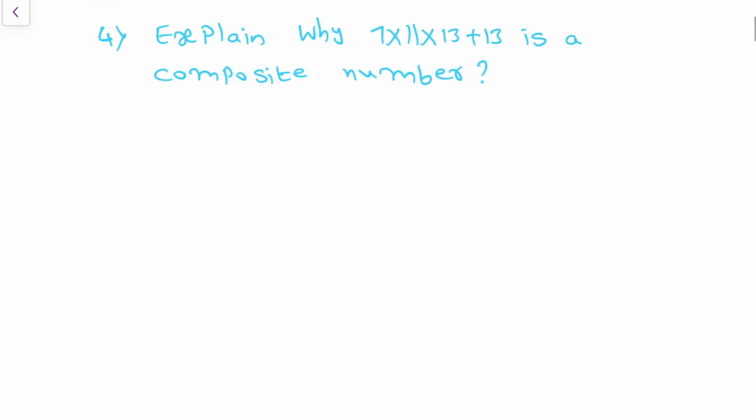Explain why 7 into 11 into 13 plus 13 is a composite number. So first of all, what is a composite number? If a number has more than 2 factors, then that number is considered a composite number. So now let us take the given question, that is 7 into 11 into 13 plus 13.